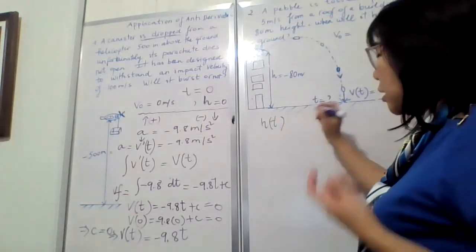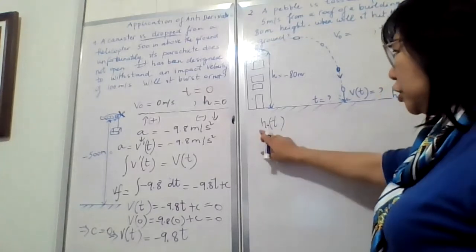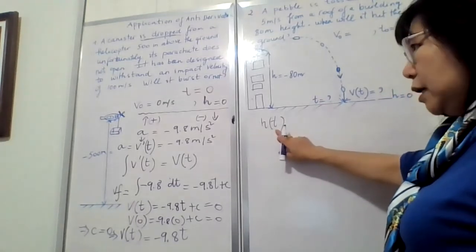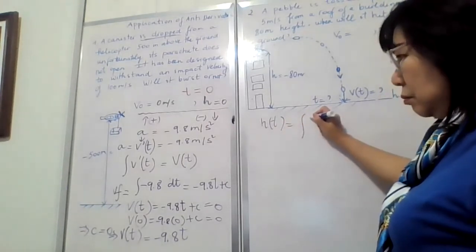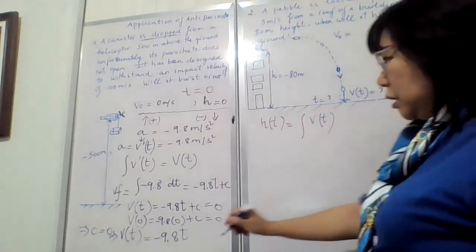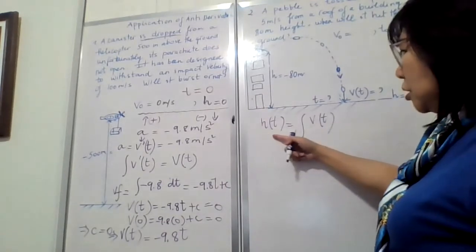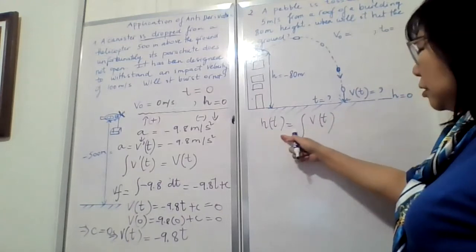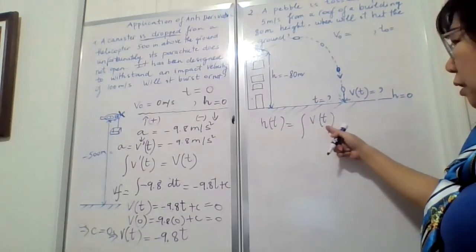Fortunately, the height function is the same as the position function, but we're talking about the height, so I change the s to h. So the height with respect to time. To get this, we have to do the integration of Vt. If we do the integration of Vt, velocity, we get the position function, right? So the height with respect to time equals the integration of velocity.